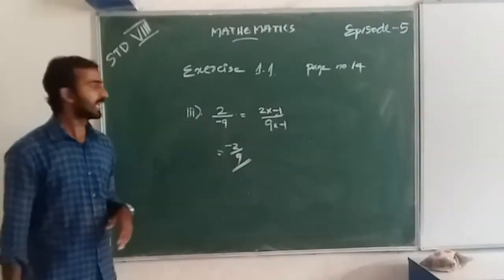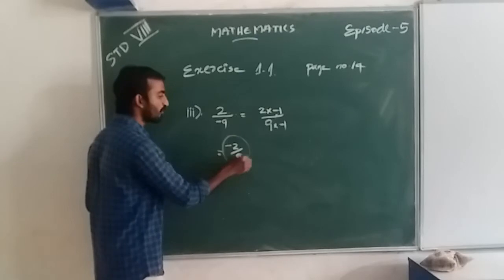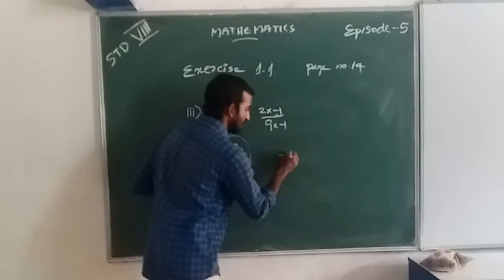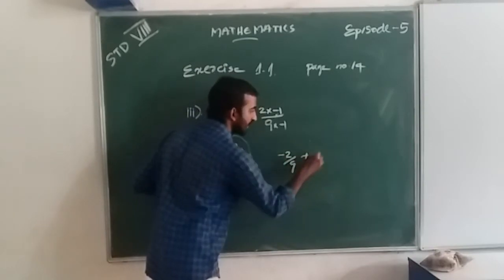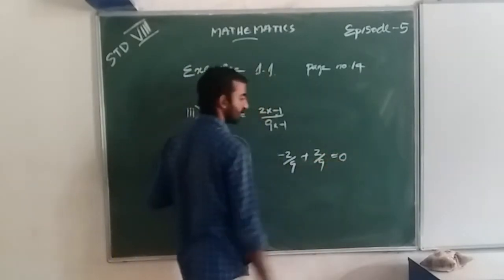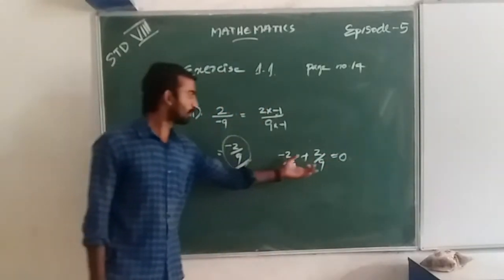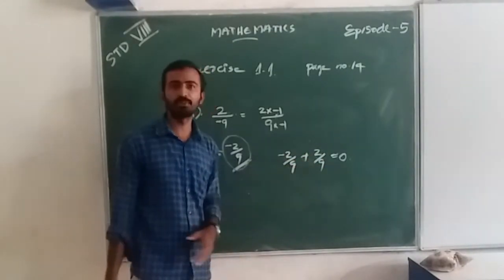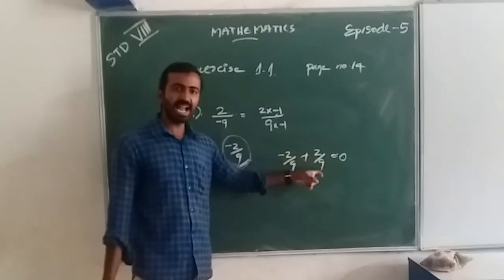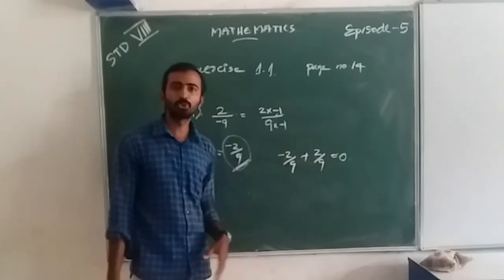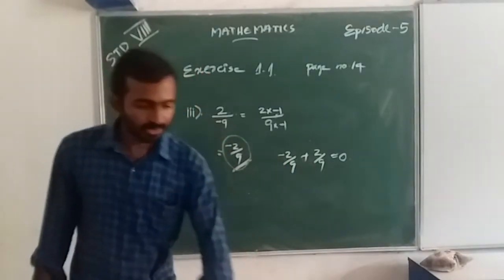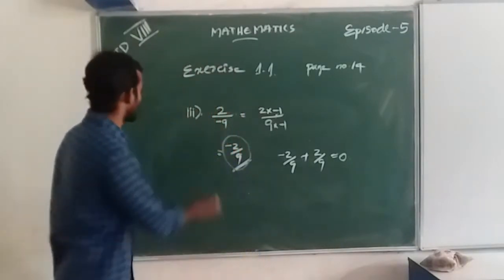We want to find the additive inverse of negative 2 by 9. Negative 2 by 9 plus 2 by 9 equals 0. That is, 2 by 9 is the additive inverse of negative 2 by 9. This is the answer for the fourth one.